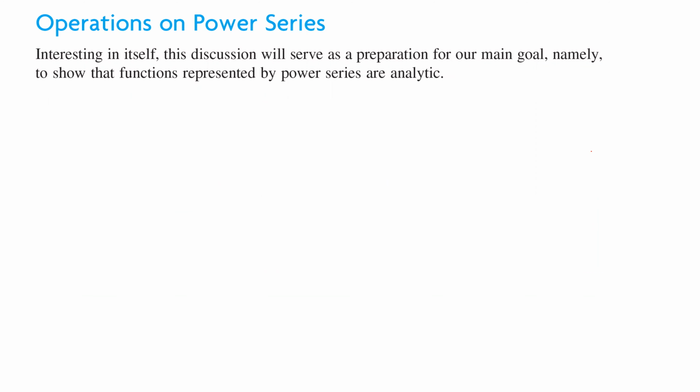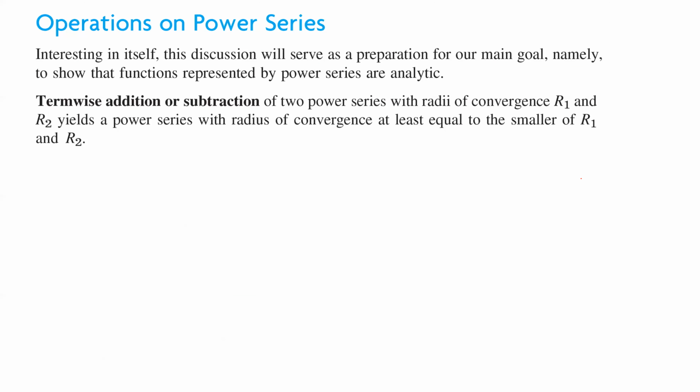And you can do operations on power series. You can do term-wise addition or subtraction. If you do that, addition or subtraction of two power series with radii of convergence R1 and R2 yields a power series with radius of convergence at least equal to the smaller of R1 and R2.